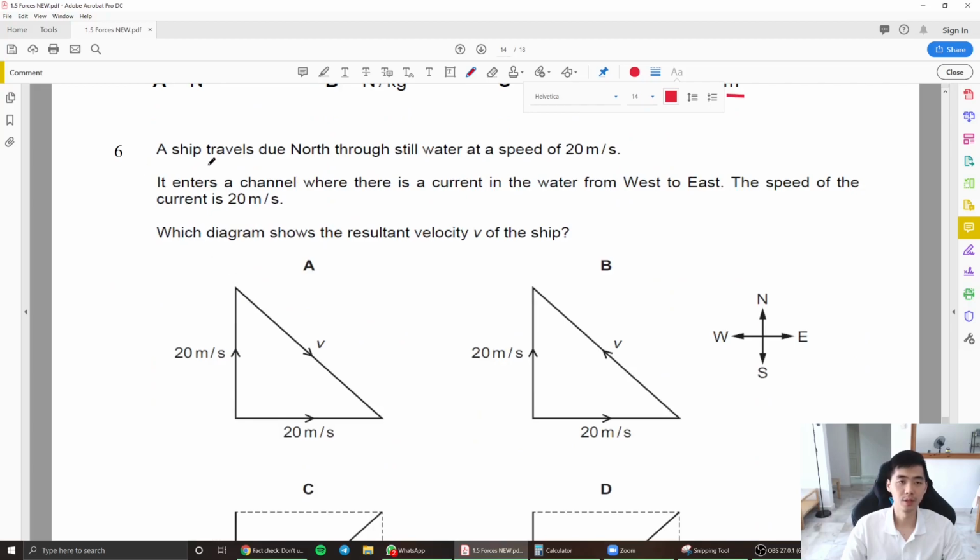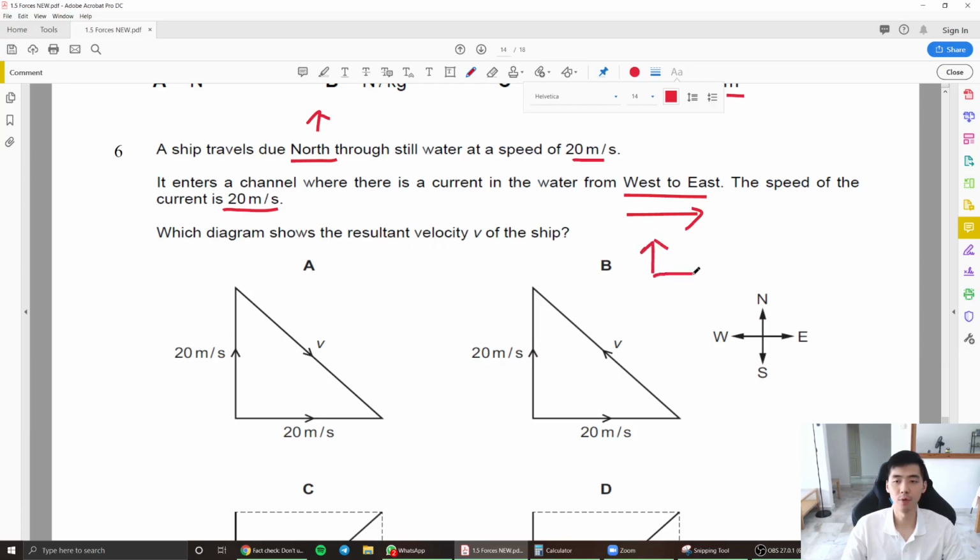Then question number 6. A ship travels due north in the upwards direction through still water at a speed of 20 meters per second. It enters a channel where there is a current from the west to east. West to east is towards the right direction. The speed of the current is 20 meters per second. Which diagram shows the resultant forces?